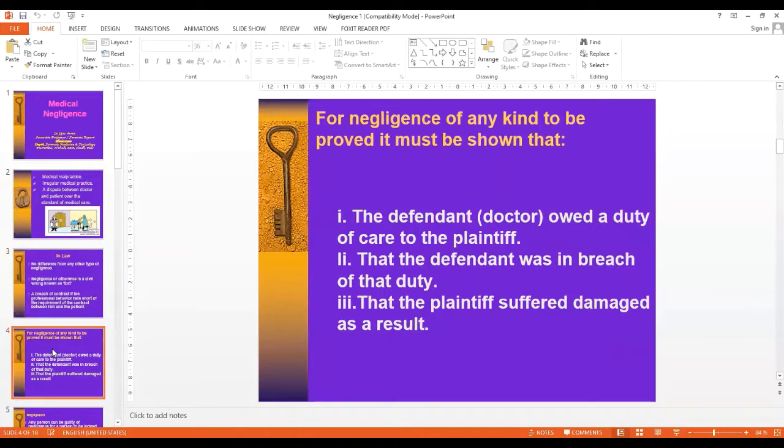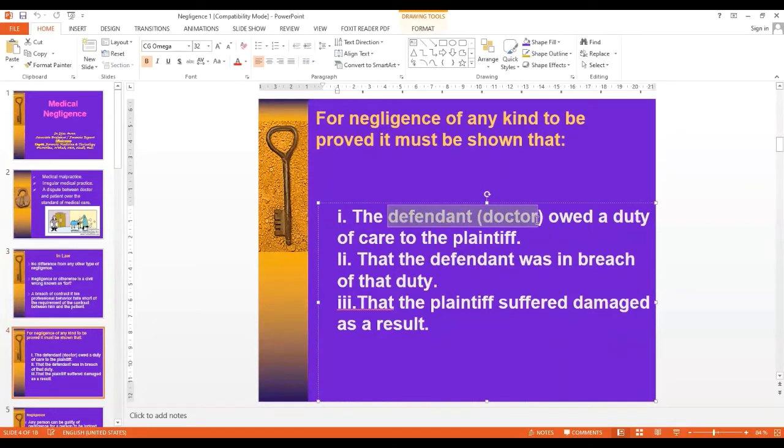For negligence of any kind to be proved, it must be shown that the defendant doctor owed a duty of care to the plaintiff. Plaintiff is a patient, defendant is a doctor. That the defendant was in breach of the duty, meaning from the doctor's side. That the plaintiff suffered damage as a result, meaning the patient. In this slide, defendant is a doctor, plaintiff is a patient. So due to the breach of the duty, the patient suffers.